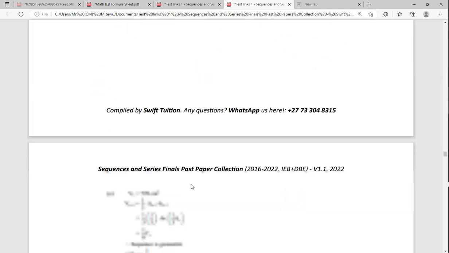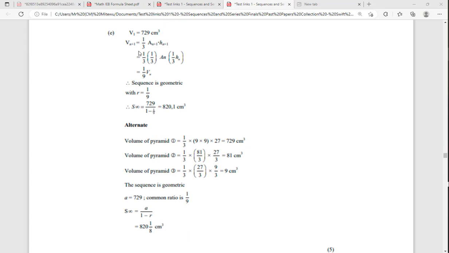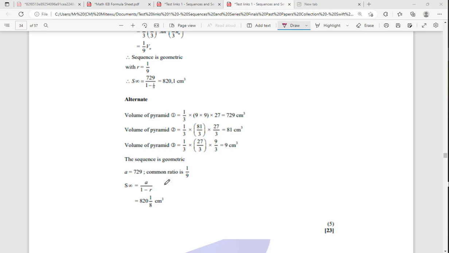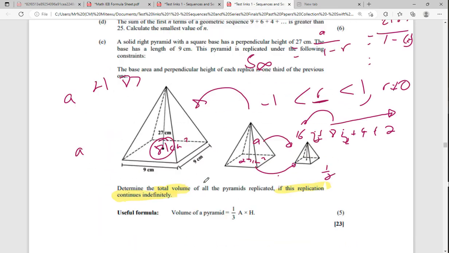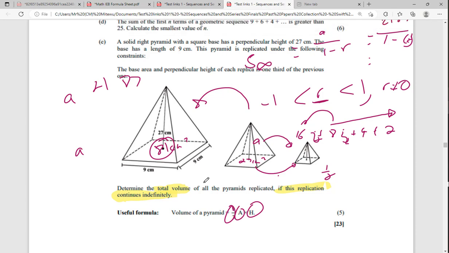That's E. It does not, in fact, agree with us, and the reason being is I used the incorrect first term value. I forgot to divide by 3. Remember, it's a third area of base multiplied by the height. So I forgot that part of the thing. That was my bad.